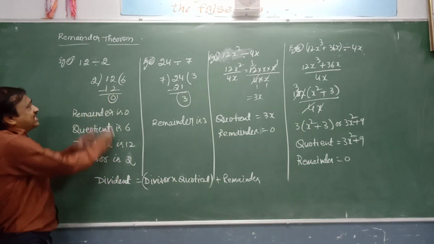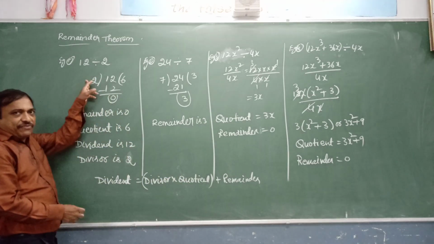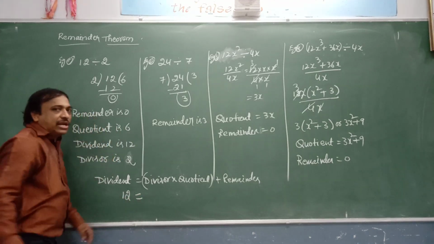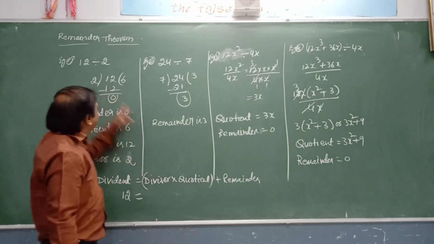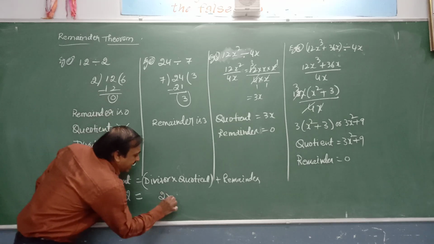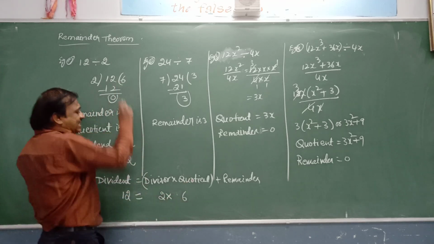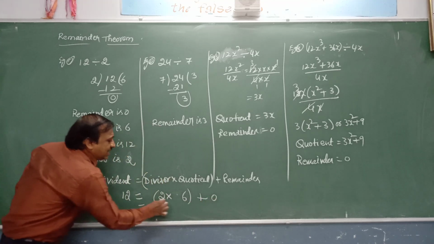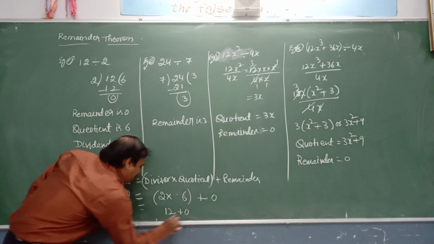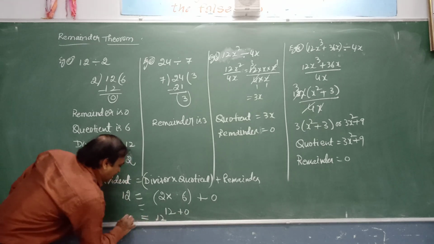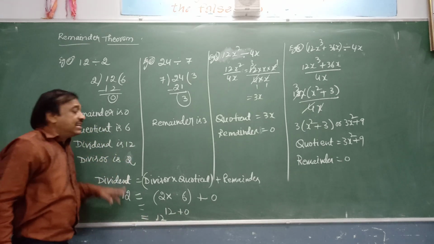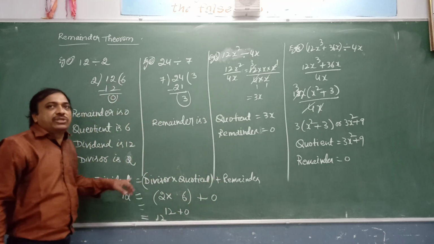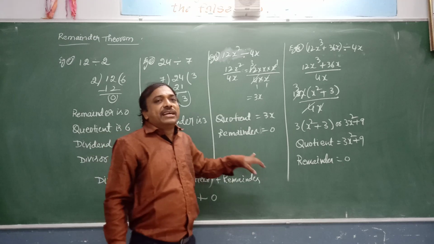What is the dividend here in this question? For this example, dividend is 12, which should equal divisor into quotient. The divisor is 2, the quotient is 6, plus the remainder is 0. So 2 into 6 is 12, plus 0, which gives 12. Are you getting the dividend? Yes. This is called the division verification rule: dividend is equal to divisor into quotient plus remainder.